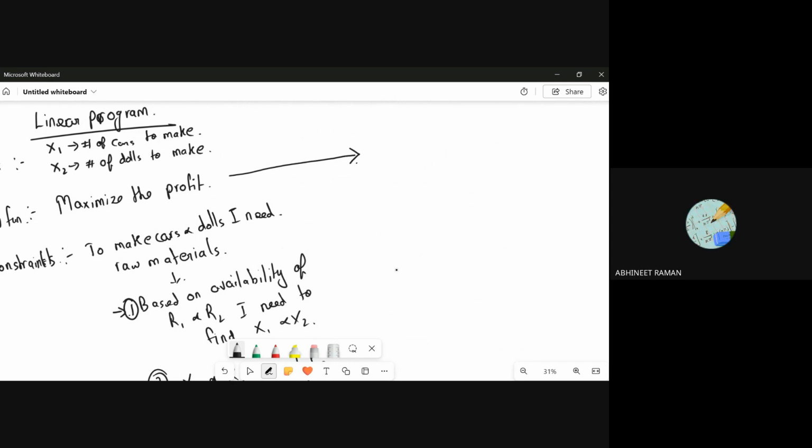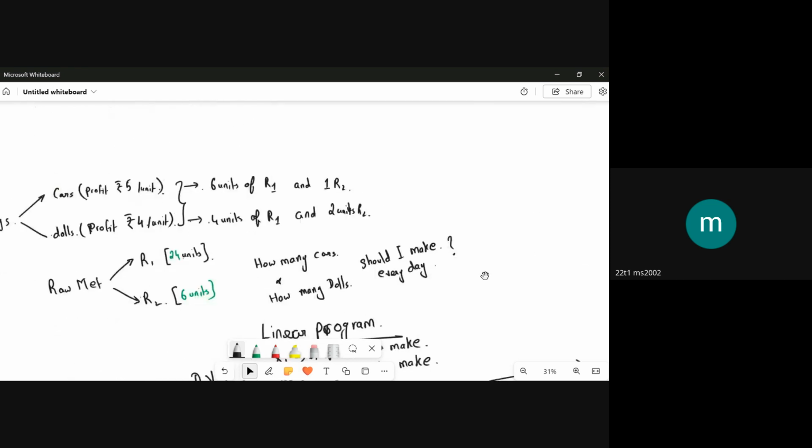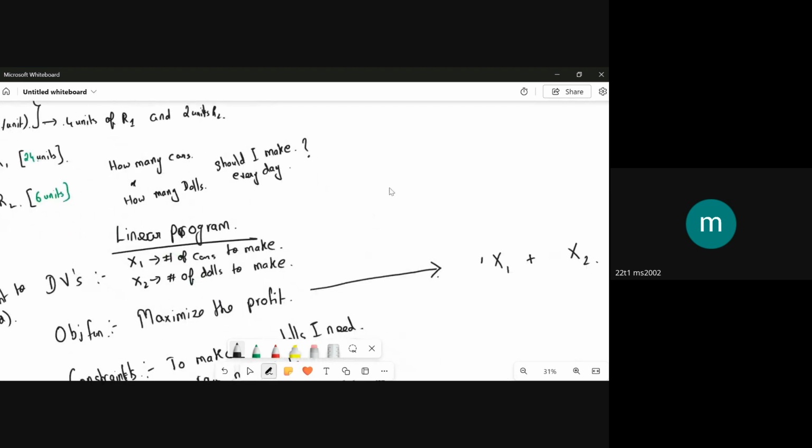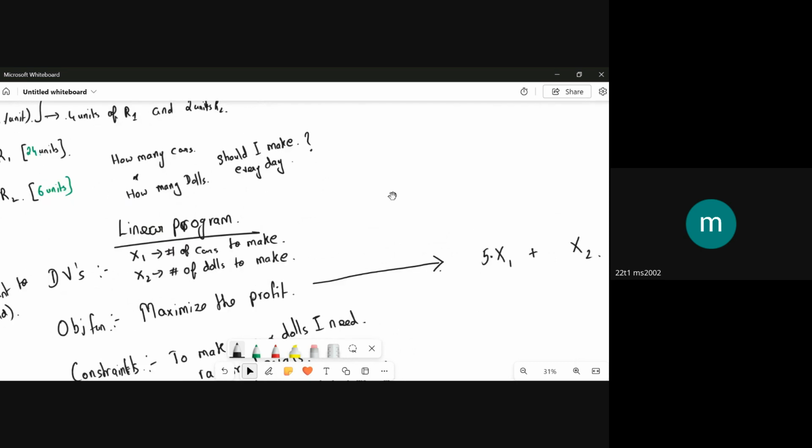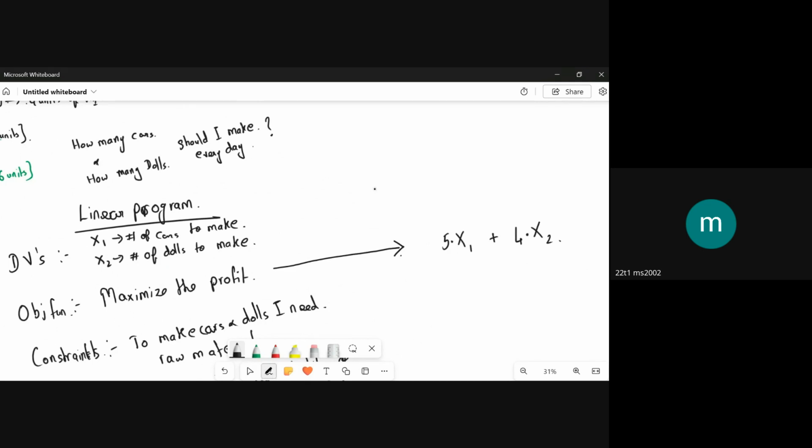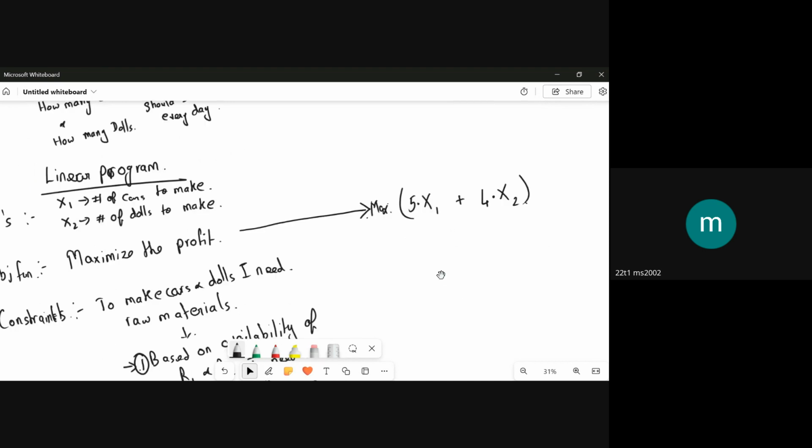Profit multiplied by x1 and profit multiplied by x2. Exactly. So I'm going to make x1 cars and I'm going to make x2 dolls. That is what I want to find out. Each car I'm going to make a profit of 5 rupees, so 5 into x1 plus, every doll that I sell I'm going to make a profit of 4 rupees, so 4 into x2 would be the profit that I get when I make x1 cars and x2 dolls. So I want to maximize this. This is the objective function, maximize 5x1 plus 4x2. So that is my objective. All right, everyone clear up to this point?